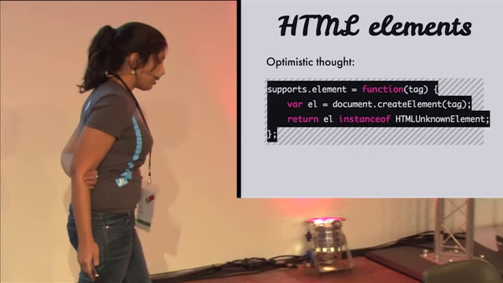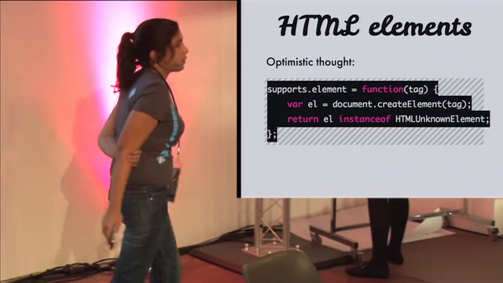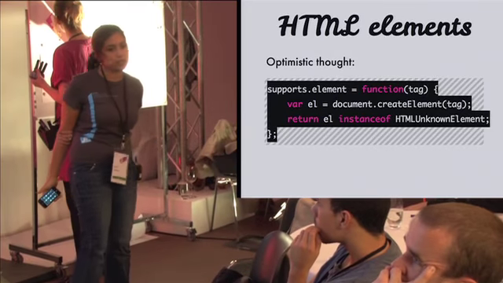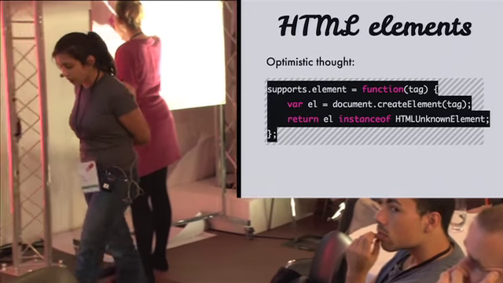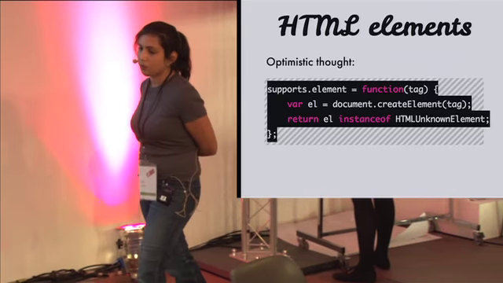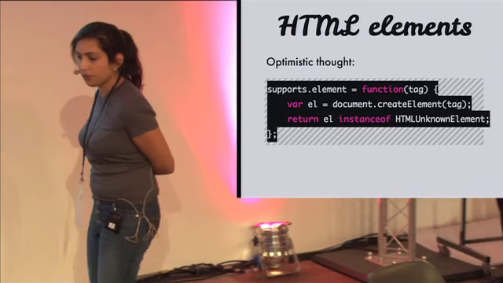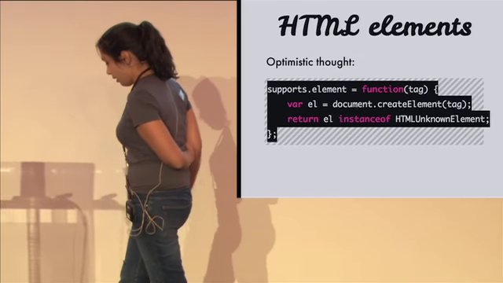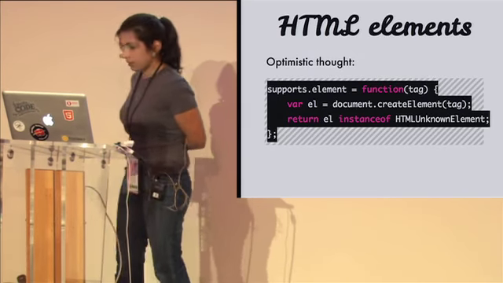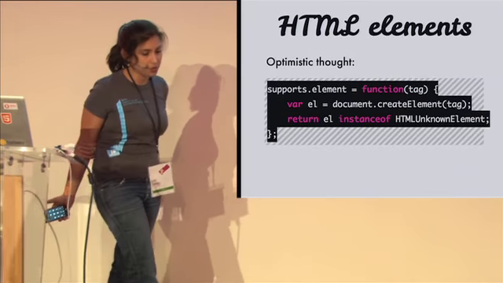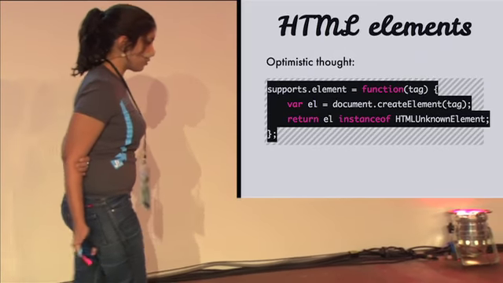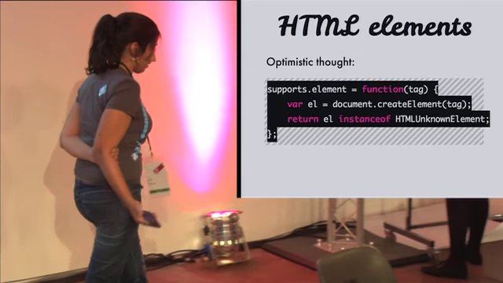Detecting HTML elements is really hard to do in a generic way. This could be a very optimistic thought, because if you read the DOM specification, it says that every element that's not supported should inherit from the HTMLUnknownElement interface. However, browsers aren't expected to expose these interfaces. It's not required, as long as they use them internally. And also, some browsers don't even follow the spec, and they don't use that at all.